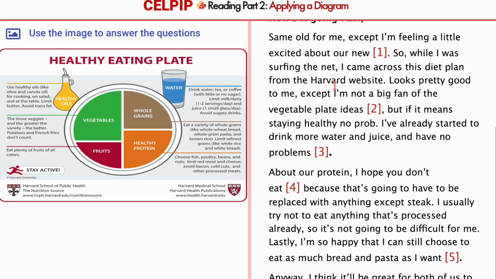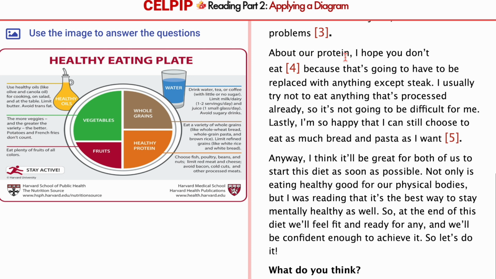Okay, so let's continue. About our protein, so protein here. I hope you don't eat 4 because that's going to have to be replaced with anything except steak. So I hope you don't, because we're going to have to replace it or change it with anything but not steak. So I hope you don't eat.